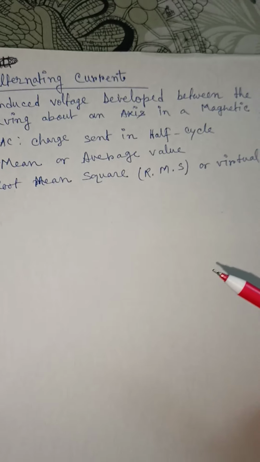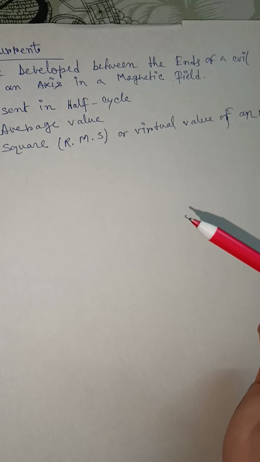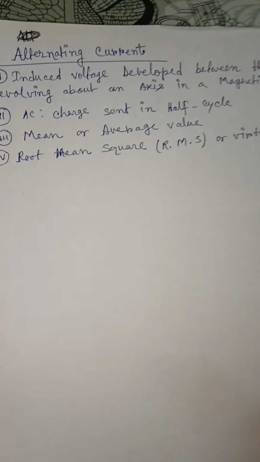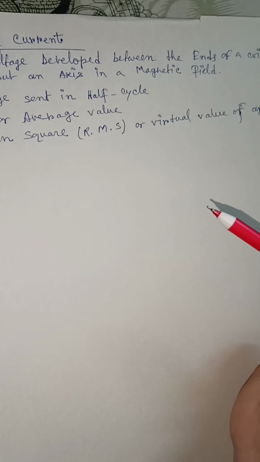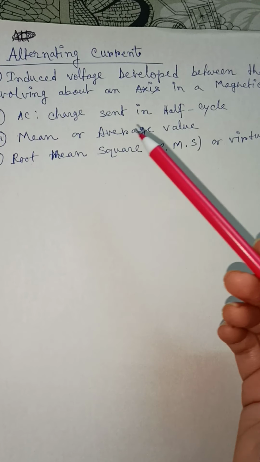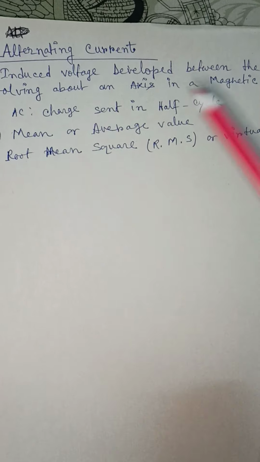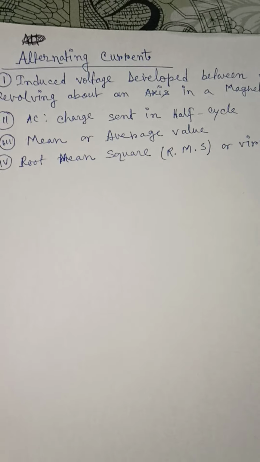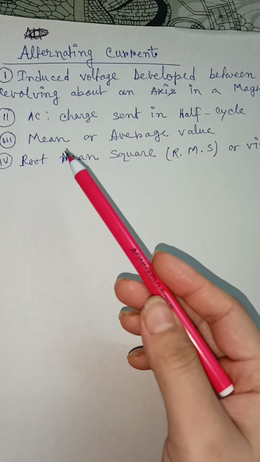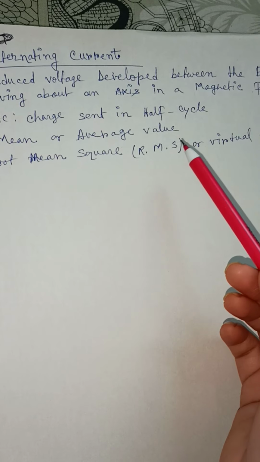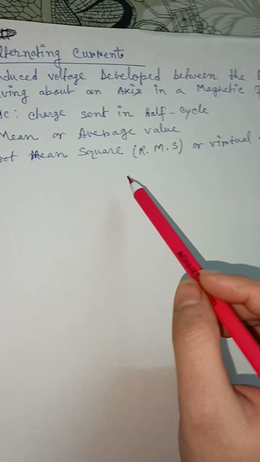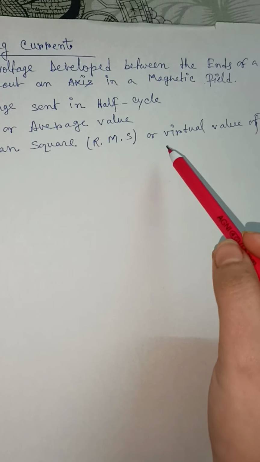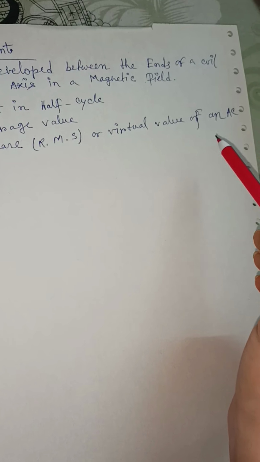First one is induced voltage developed between the ends of a coil revolving about an axis in an external magnetic field. Second one is charge sent in half cycle of AC. Third one is mean or average value of AC. And fourth one is root mean square, that means RMS, or we can say the virtual value of an AC.